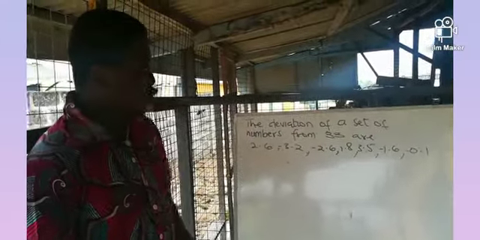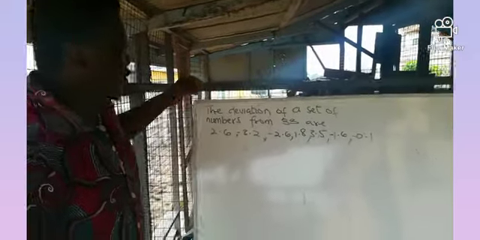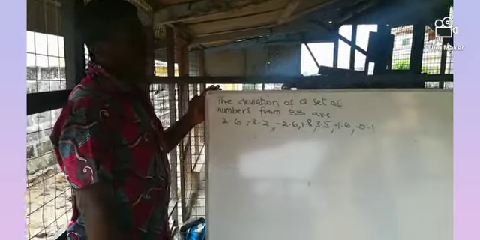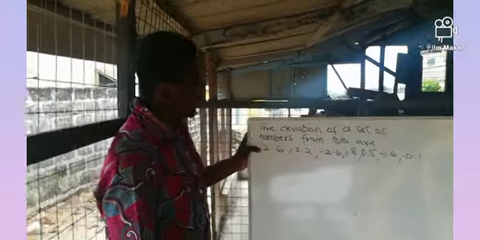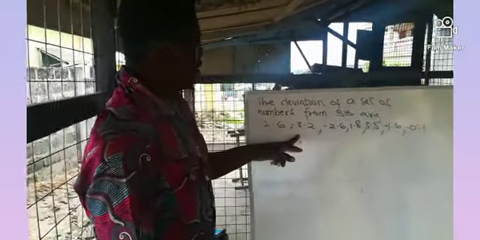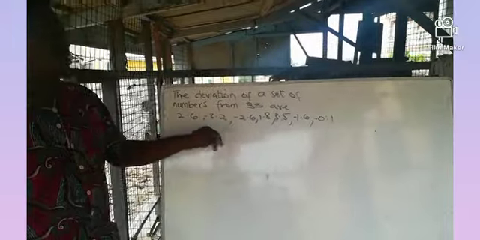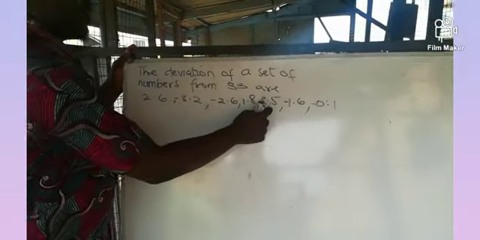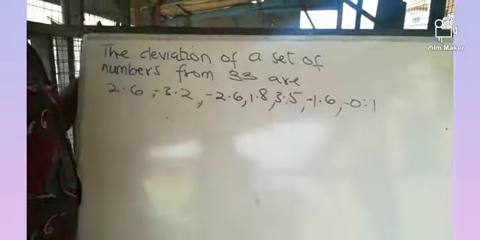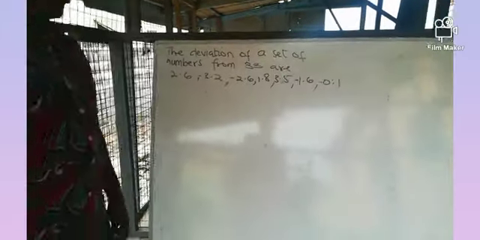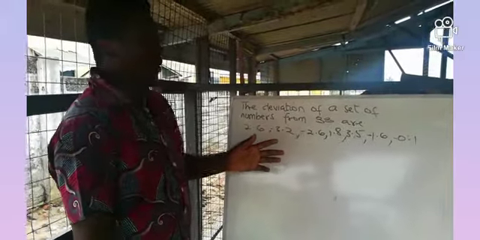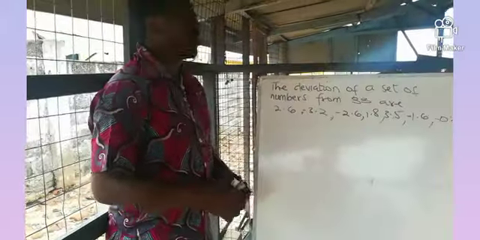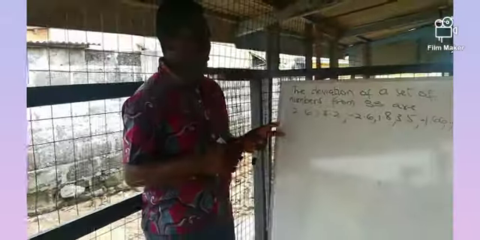There are two methods in solving the question. But first of all, let's see what the question is saying. The question is saying that the deviations of a set of numbers from 33 are 2.6, negative 3.2, negative 2.6, 1.8, 0.5, minus 1.6, minus 0.1. These are the deviations of the numbers from 33. We have two ways of solving it.